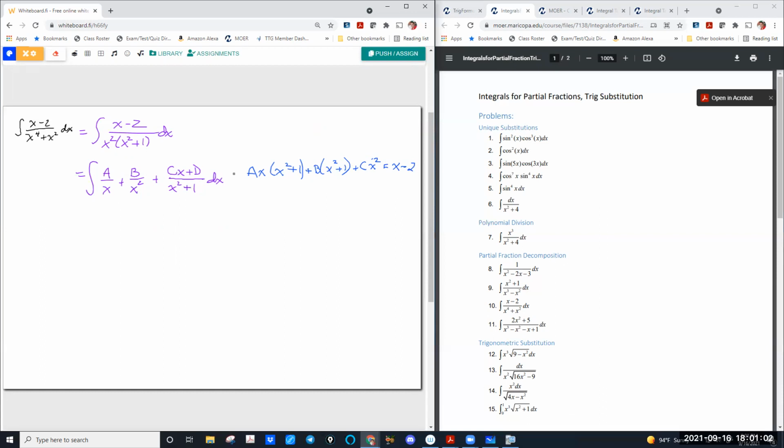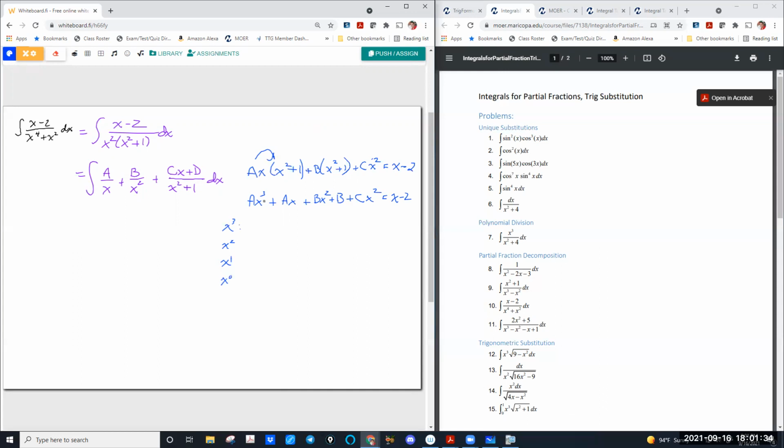Okay? We will multiply. I want to show you another way of doing the system on this one. So we are going to go through the system. Ax cubed plus Ax plus Bx squared plus B plus Cx squared equals x minus 2. And now notice we have an x cubed. That's why we're going to have 4 equations. That's why we needed 4 variables.